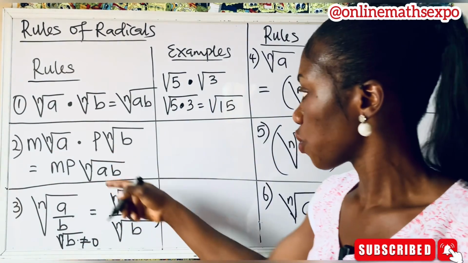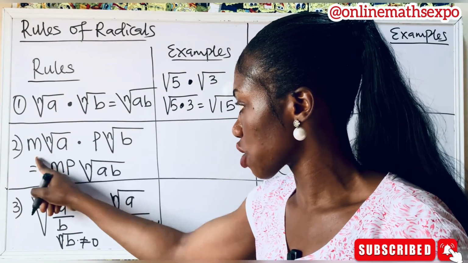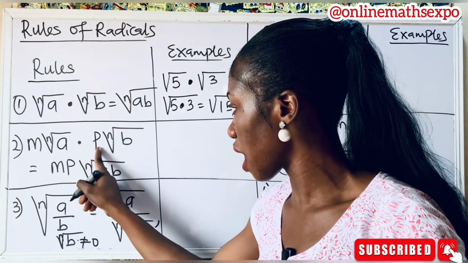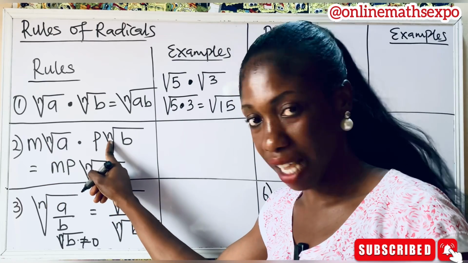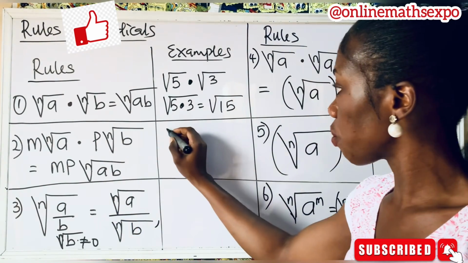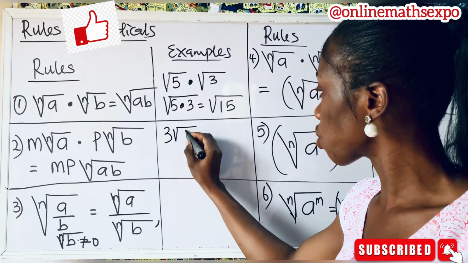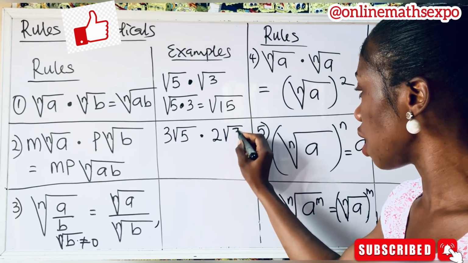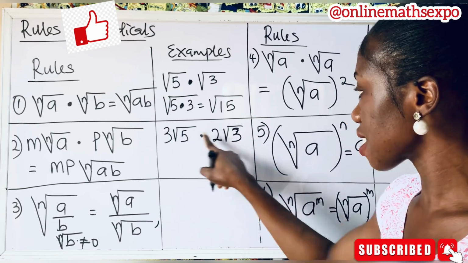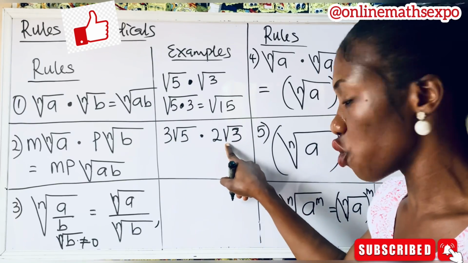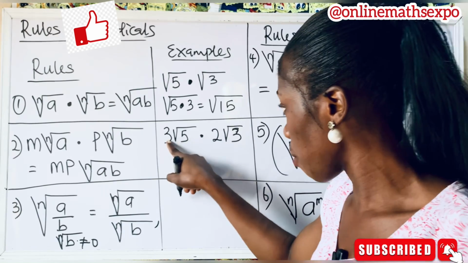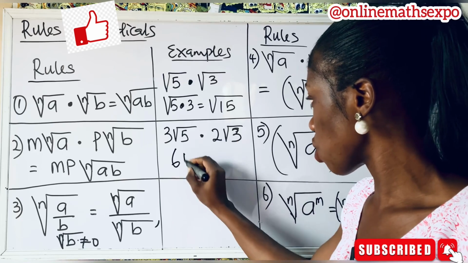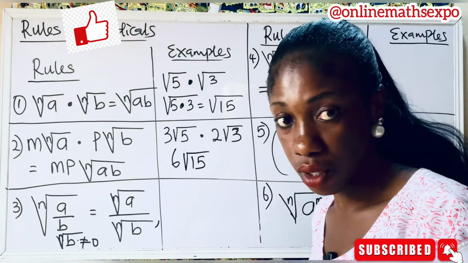Here also, these numbers are serving as coefficients of these expressions. So here we can multiply this because the roots are the same. So we can have, for example, 3 root 5 multiplying 2 root 3. The roots are the same, so you are free to multiply. So you can multiply this and this to give you 6. Then multiply this, it will give you root 15. I hope you've seen that.